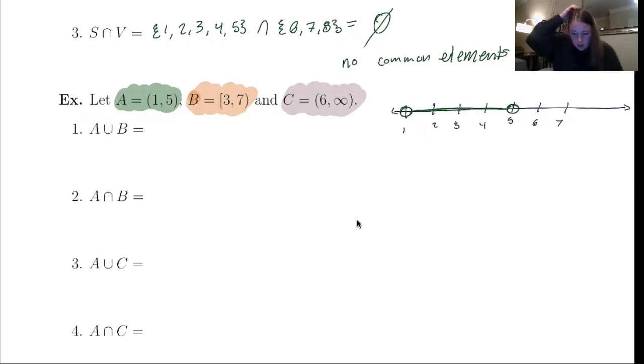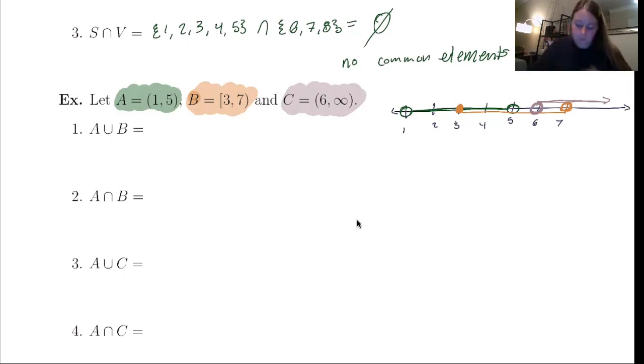Okay, cool. And then B is 3 to 7. So I'm going to draw this. And you can draw the line under if you want. Open bracket on 7. And then C is open bracket on 6. And we'll draw this one above. I'm just drawing the lines above and below just so it's a little easier to see them all. Okay, so that's all of my sets on the same number line.